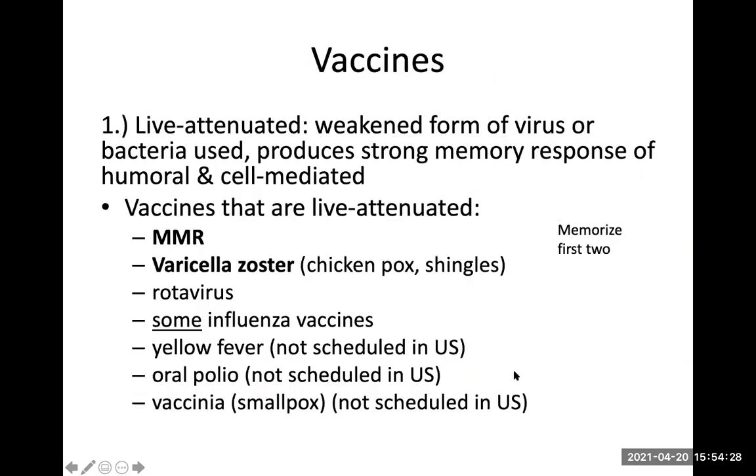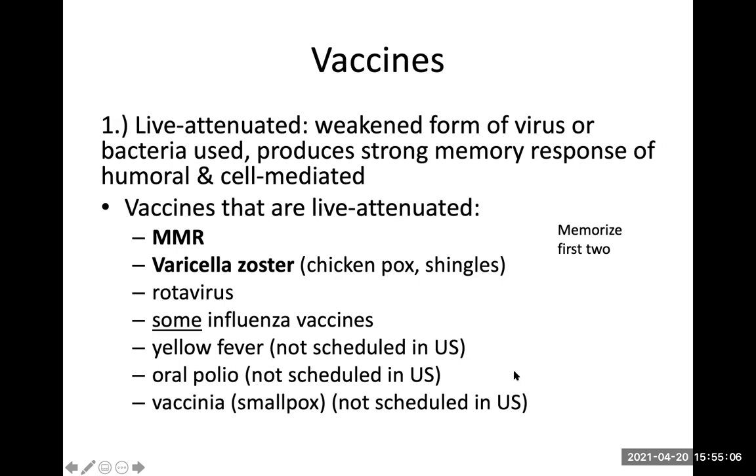Okay, so the live attenuated vaccines are the only ones that carry a slight risk of infection. It's very slight. This is a weak form of the virus or bacteria that typically will not be able to cause any disease, but it can very slowly replicate, and that's why you can get such a strong immune response. So it produces a very strong memory response, both cell-mediated and humoral, right?